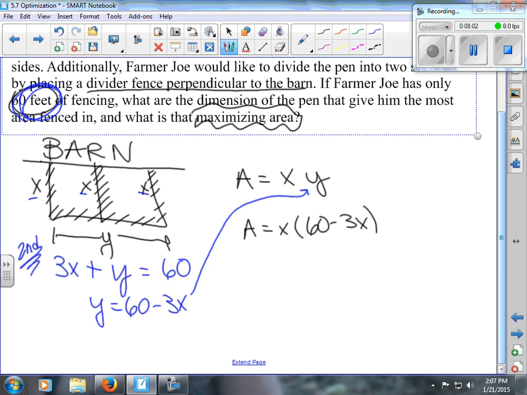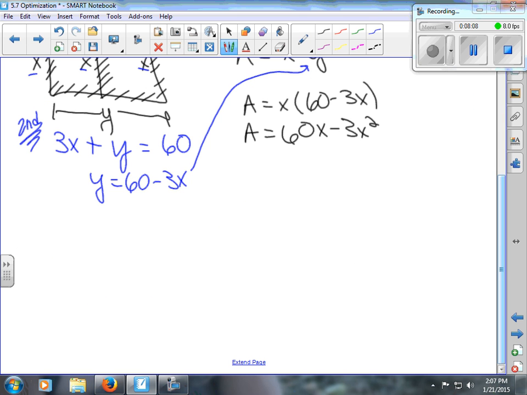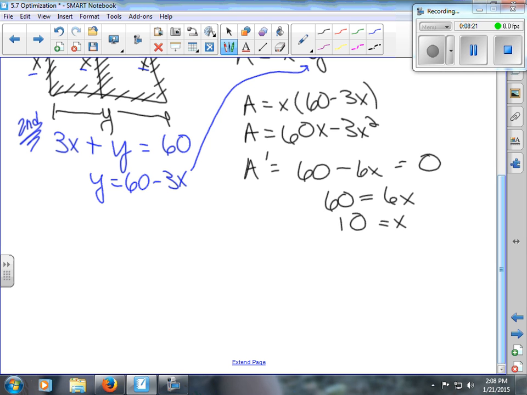Once you've gotten to this part, we get to do calculus. Well, let me distribute this x first. So I'm going to do calculus. I'm going to take this derivative, and I'm finding critical points here. So I'm going to set the derivative equal to 0 and solve for x. x is 10. So working with x equals 10 will give me a critical point or a maximum here.